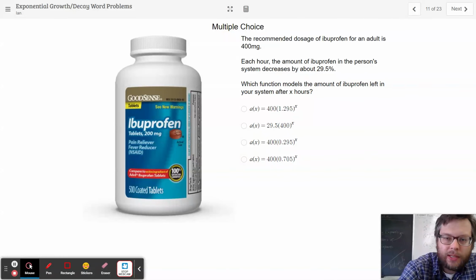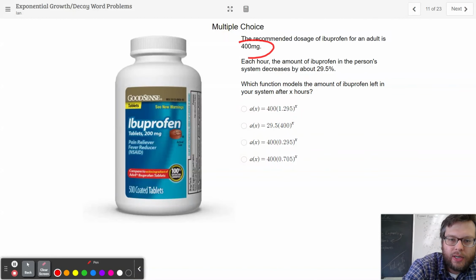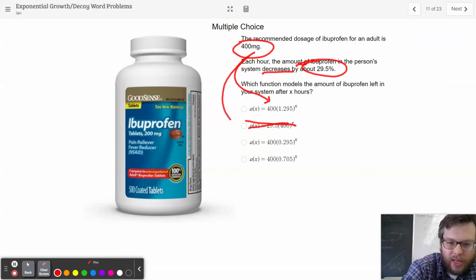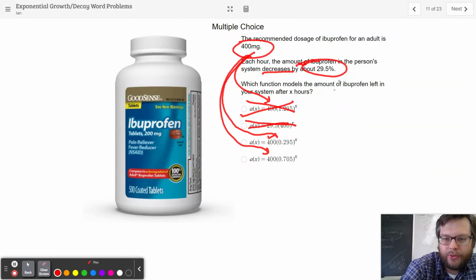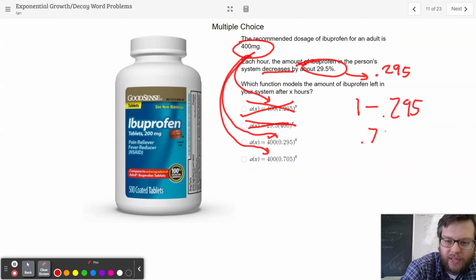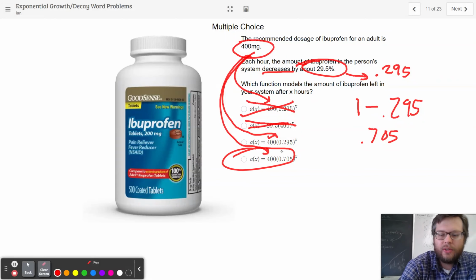Let's look here. One last one. Recommended dose is 400. Decreases by 29.5%. So I know it can't be this choice because that doesn't start with 400. It's got to be either the first choice, the second choice, or the third choice. It can't be the first choice because that's got a multiplier that's bigger than 1. So now it's down to just the third or the fourth choices. I'm going to change my percent into a decimal, 0.295, and I'm going to subtract that decimal from 1, and that leaves me with 0.705. That is this fourth answer choice right there.